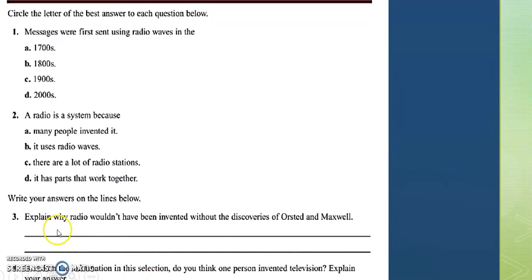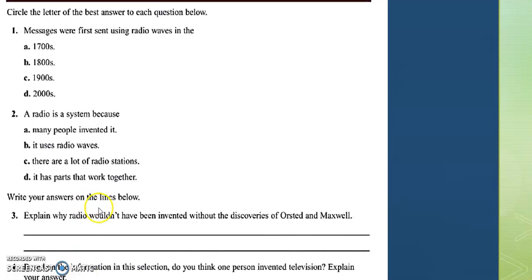Explain why radio would not have been invented without the discoveries of Ørsted and Maxwell. Why? Because Ørsted and Maxwell discovered the connection between magnets and electricity, and this is static. This is the answer. Without static, we don't have radio.